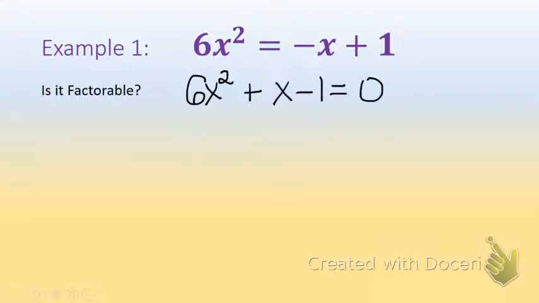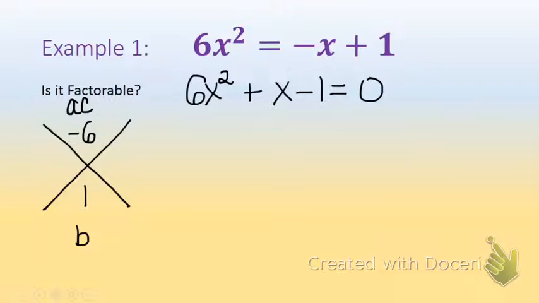So now we're ready to try to factor. So let's see if it's factorable. In order for it to be factorable, we would need to find two numbers that multiply to a times c, which would be negative 6, and add to b, which is positive 1. In this quadratic, a is positive 6, b is positive 1, and c is negative 1.